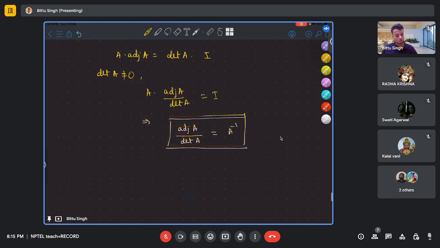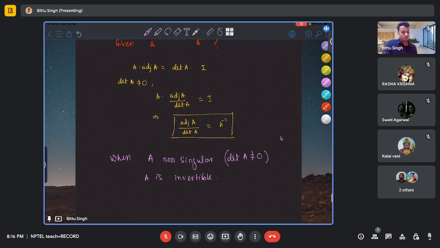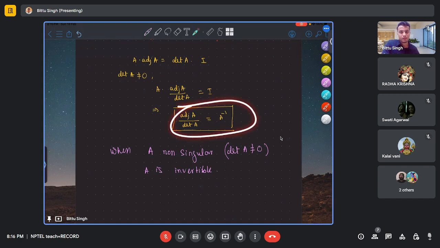Okay. So now you can see that whenever the determinant of A is non-zero, that is, A is non-singular, then A is invertible. And the inverse is given by this formula: adjoint A divided by determinant of A.